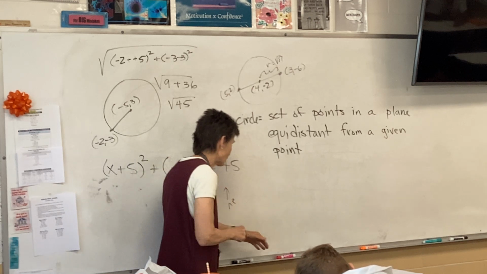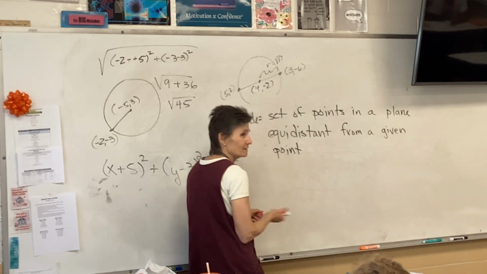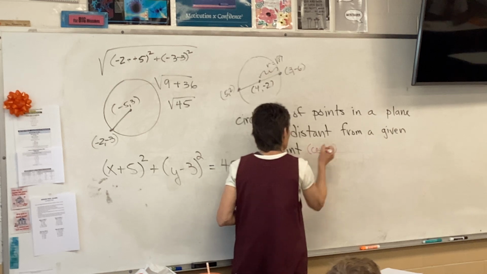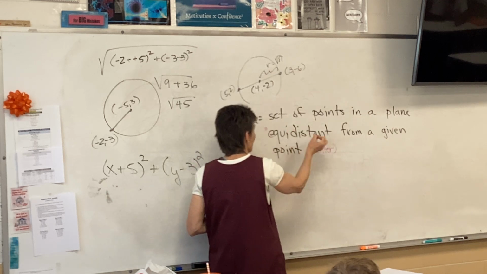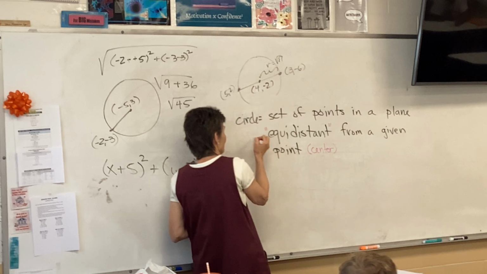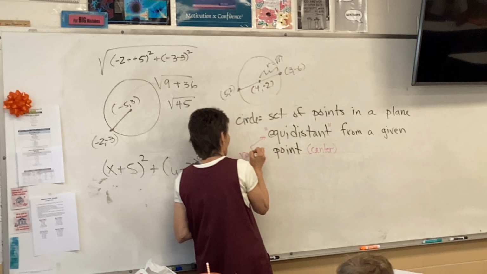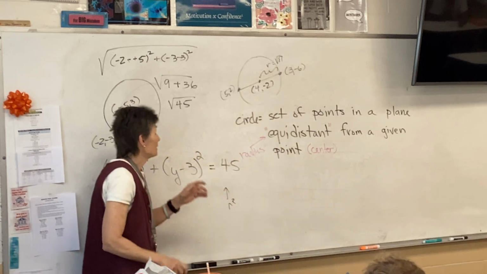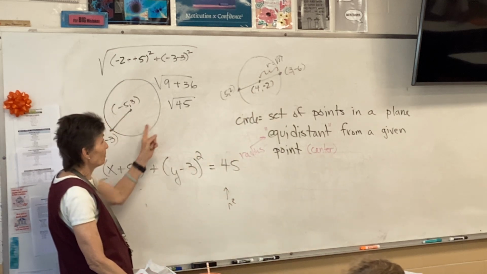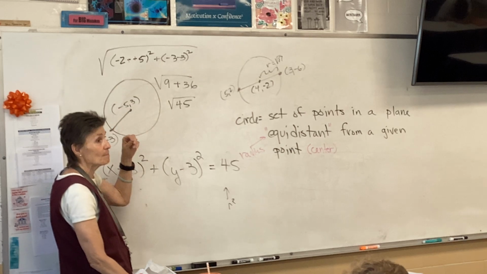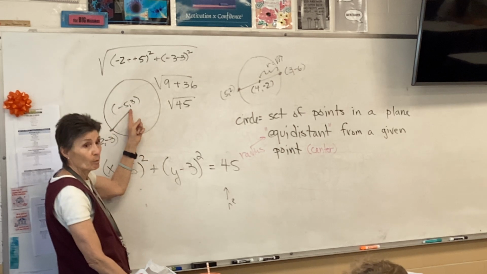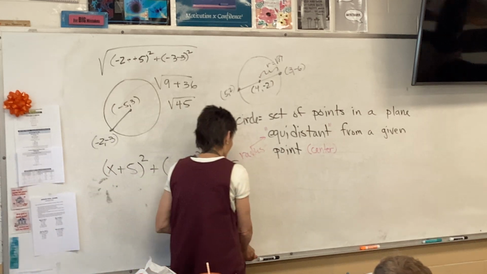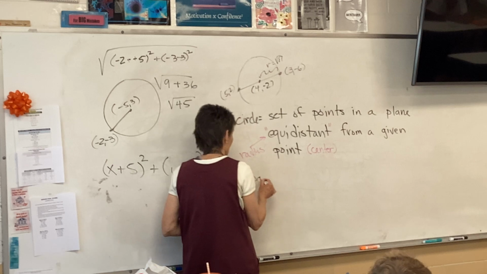Anybody have any guess what that given point is called? It's the center. Yeah, the given point is the center. Anybody have a guess what this equidistance is? Diameter. Radius. Yeah, right idea for radius. So, set of points in a plane that are the same distance from a given point. That's what a circle is. Now, what's a parabola? That's on the next page.